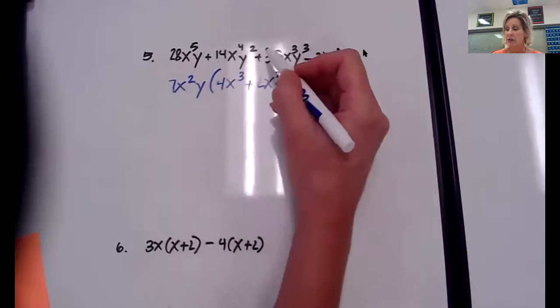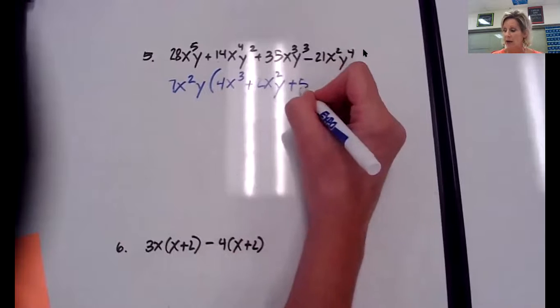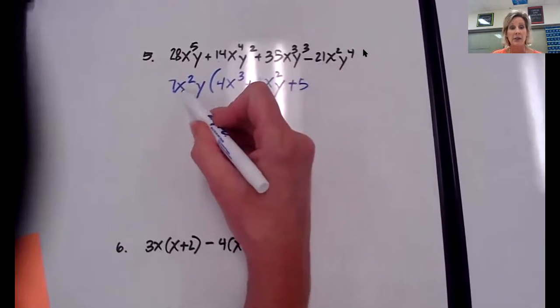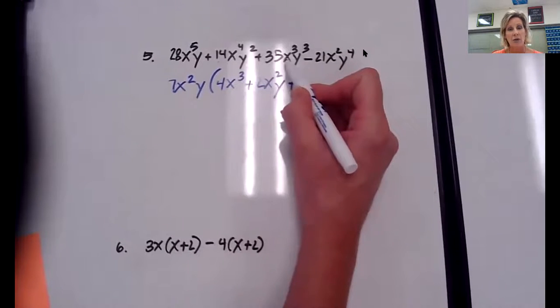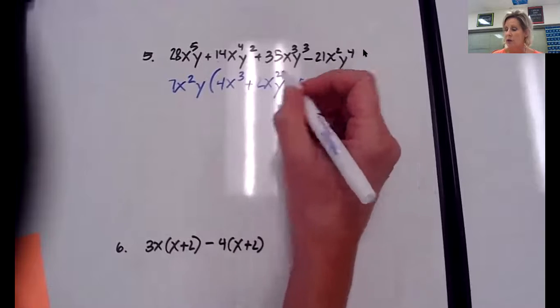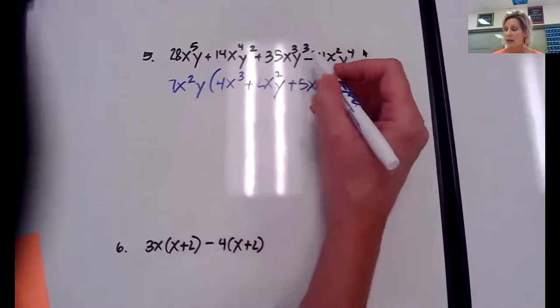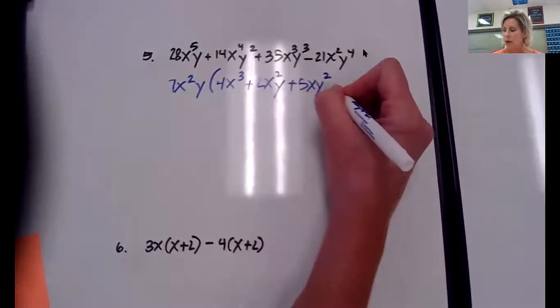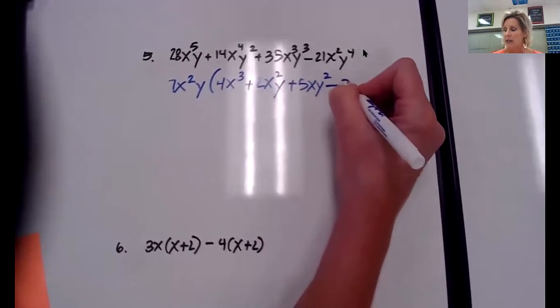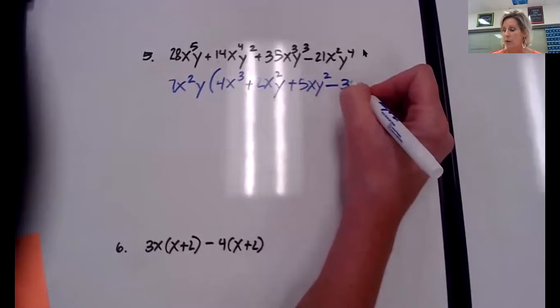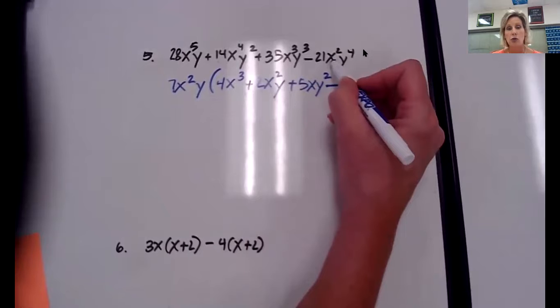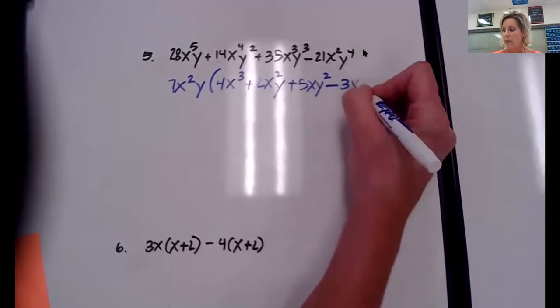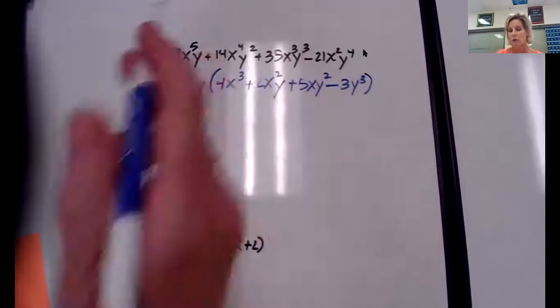It's 7 times 5 that gives you this 35. It's x squared times x to the 1st, which gives you x cubed. And it's y times y squared that will give you y cubed. Minus 7 times 3 gives you 21. X squared times an understood 1 gives you the x squared, so write nothing down. And it's y times y cubed, which gives you y to the 4th.